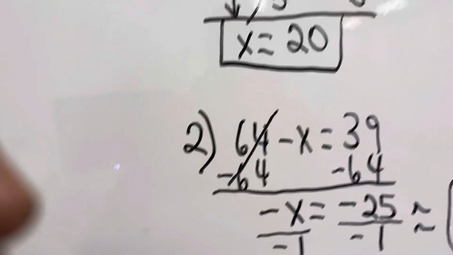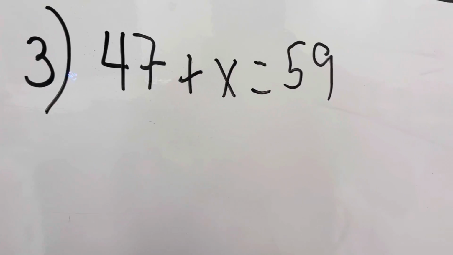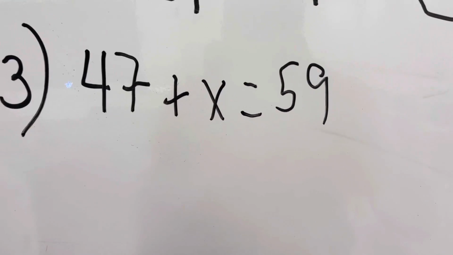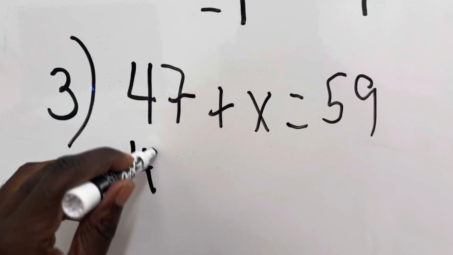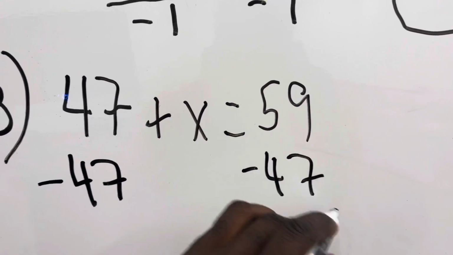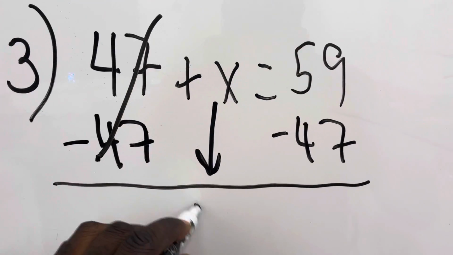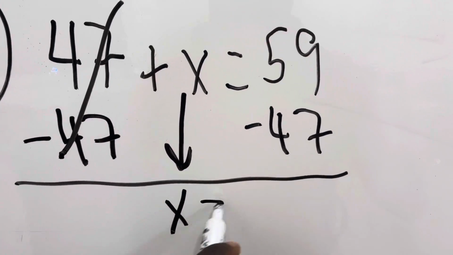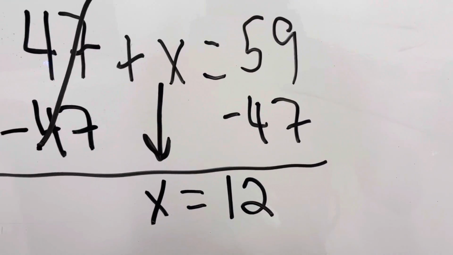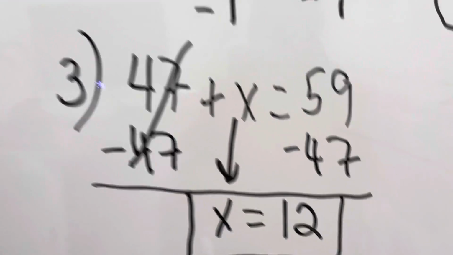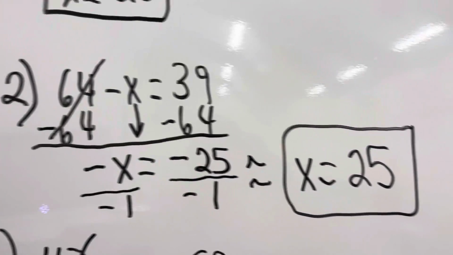Good job, y'all. Now, let's do number 3. 47 plus x equals 59. Now, how do we get x to itself? Basic. We subtract 47 from both sides. 47 cancels out. We bring x down. x equals 59 minus 47, which is 12. That is your final answer. My apologies for number 2 for forgetting to bring down the arrow, but you guys get it.